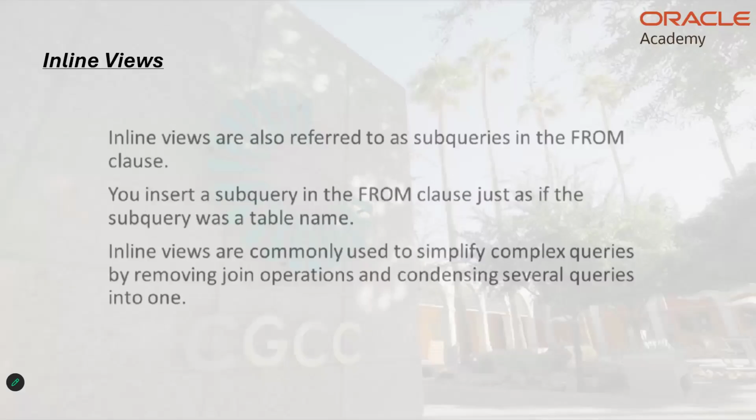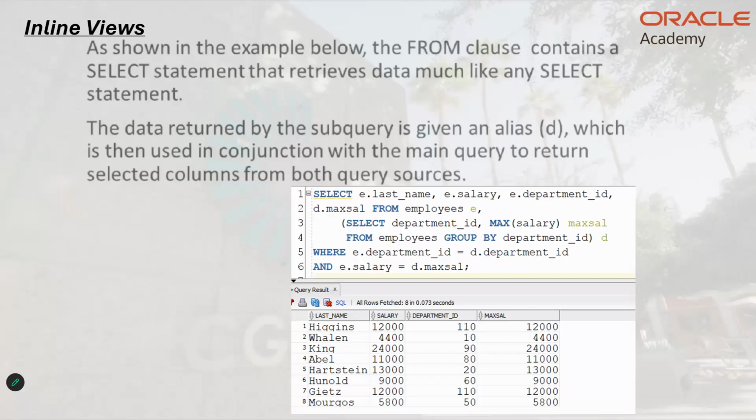All right, so I mentioned this inline view. What is that? It's also referred to as a subquery in the from clause, hence the inline. So you insert a subquery in the from clause just as if the subquery was a table name. And you're like, oh, what does that mean? These are commonly used to simplify complex queries. In some instances, not a whole lot anymore, but you can use them to remove join operations and actually condense several queries. So if you take a look at this example here, as you see here, select.